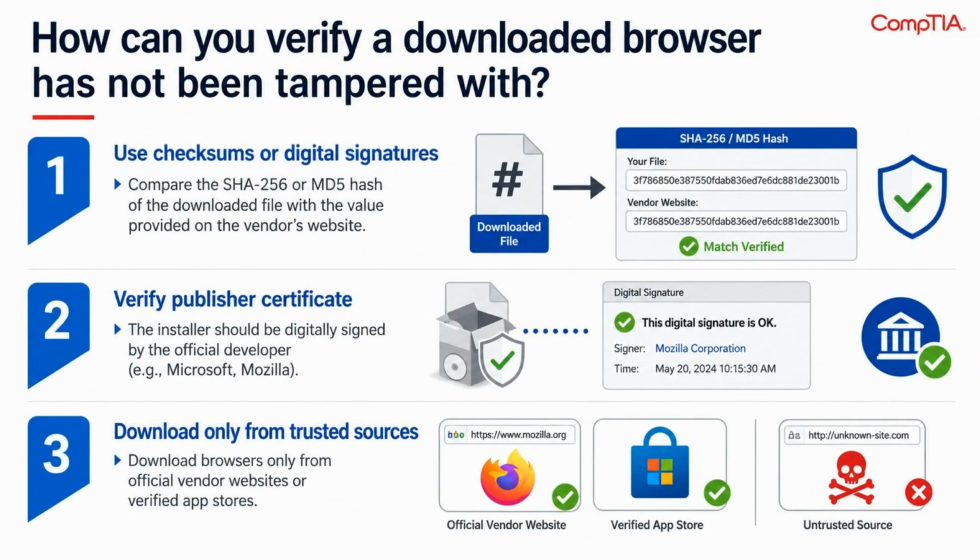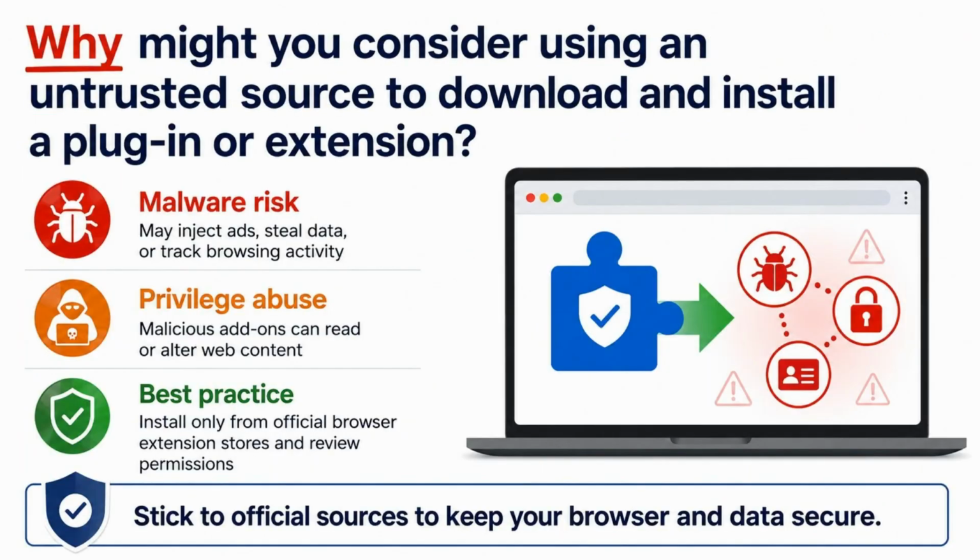Use checksums or digital signatures. Compare the SHA-256 or MD5 hash with the value published on the vendor's website. Verify the publisher certificate, since the installer should be digitally signed by the official developer, like Microsoft or Mozilla. And download only from trusted sources, the official vendor site, or a verified app store. Untrusted sources carry real malware risk.